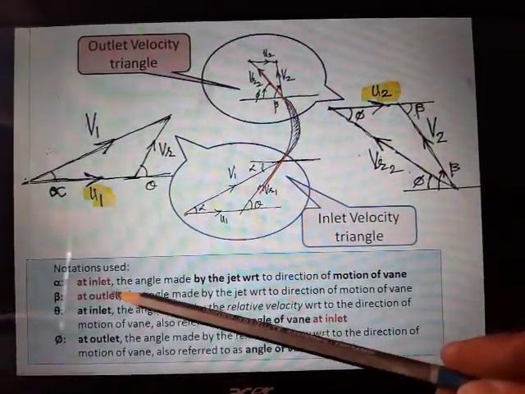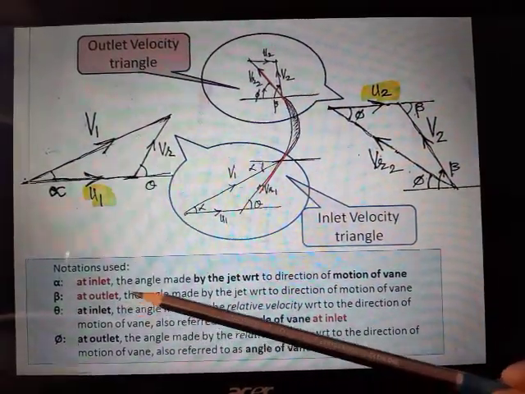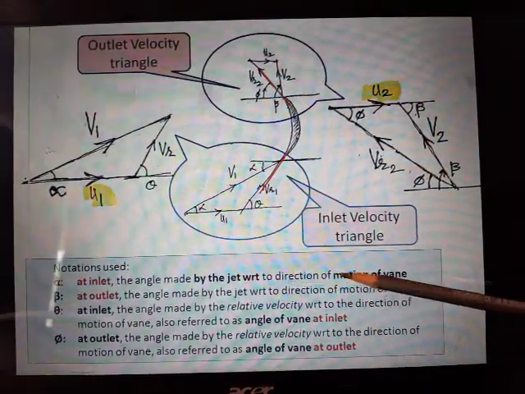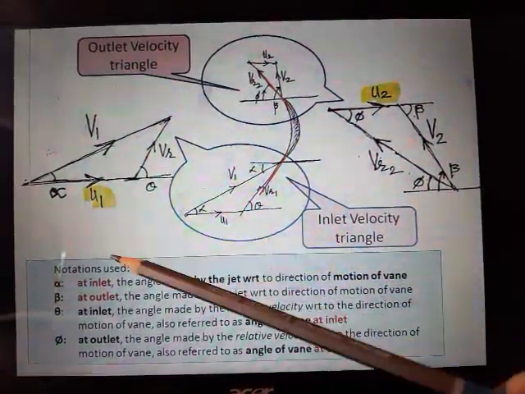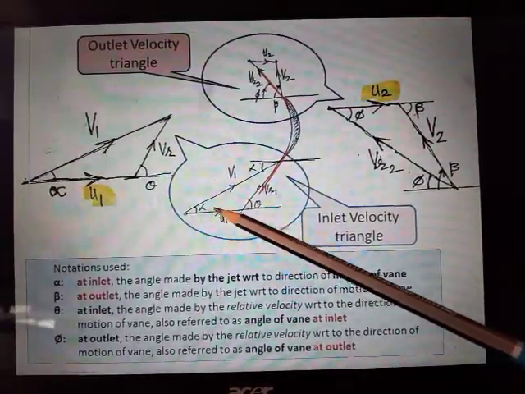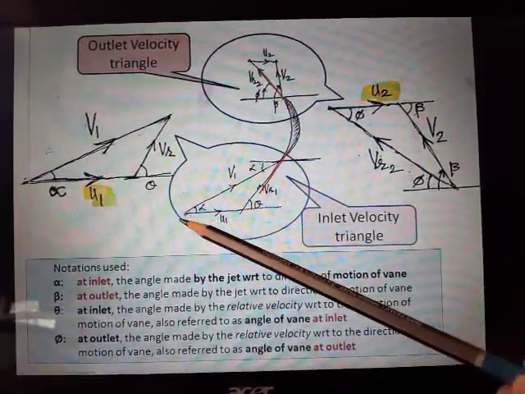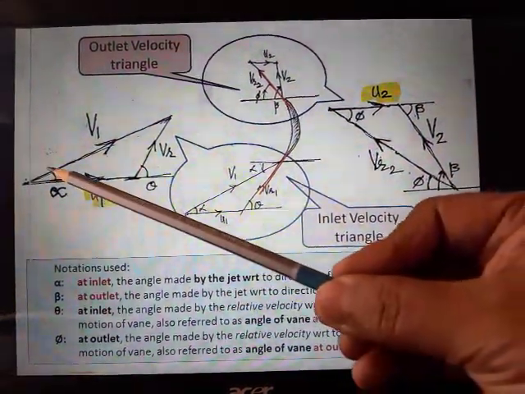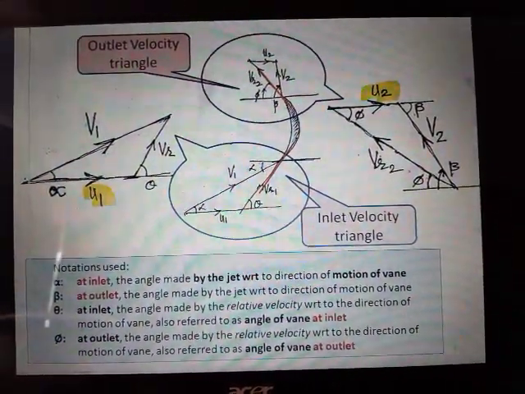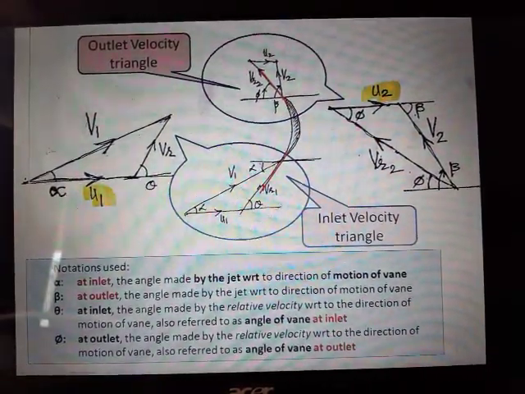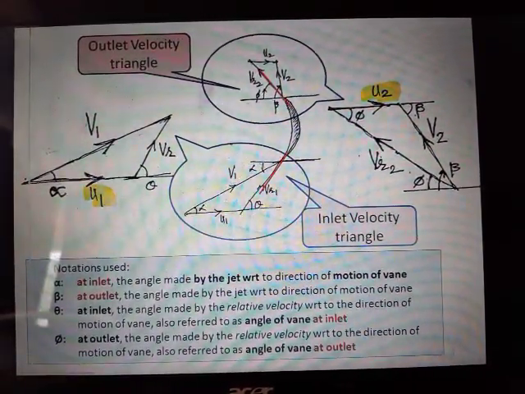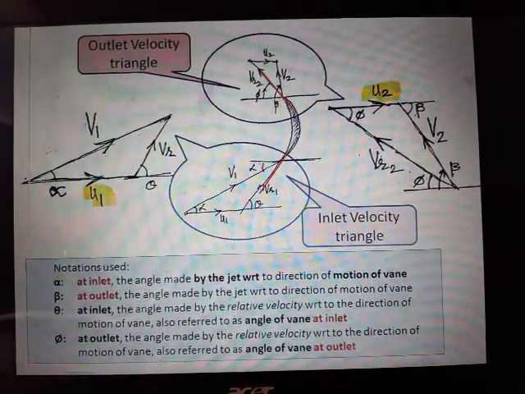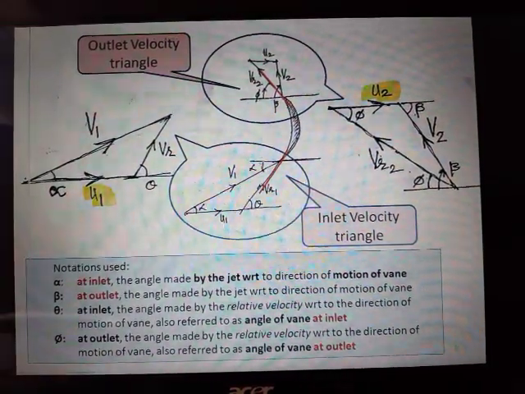And here I have listed some angles. Alpha, at the inlet, is the angle made by the jet with respect to the direction of motion of the vane. So if we come here, the direction of motion of the vane is this. The jet is going that way, and the angle made there is alpha. This is the common notation we'll be using, and most of the big books also utilize that. So the angle made by the jet with respect to the direction of motion is alpha at the inlet.